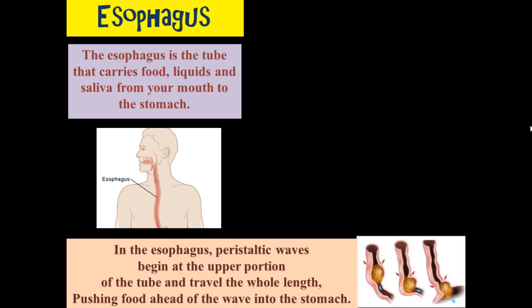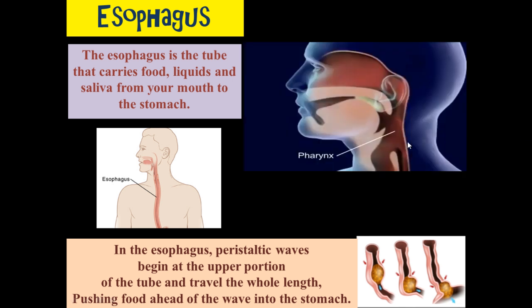Esophagus. The esophagus is the tube that carries food, liquids, and saliva from your mouth to the stomach. In the esophagus, peristaltic waves begin at the upper portion of the tube and travel the whole length, pushing food ahead of the wave into the stomach. Let's check the video about the peristaltic wave in the esophagus.